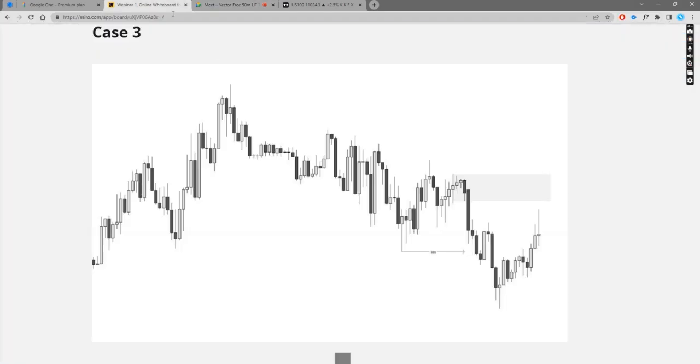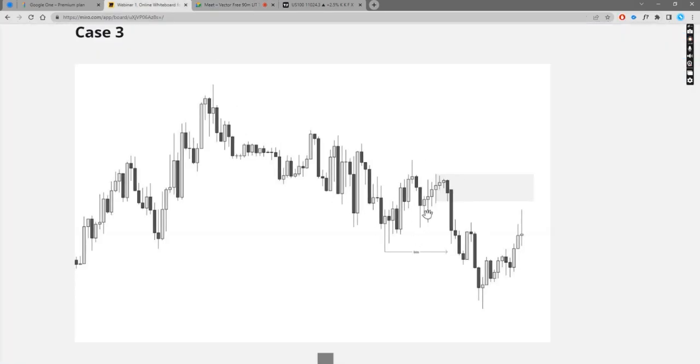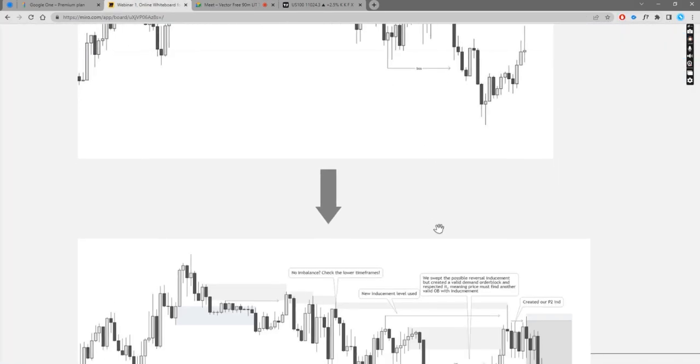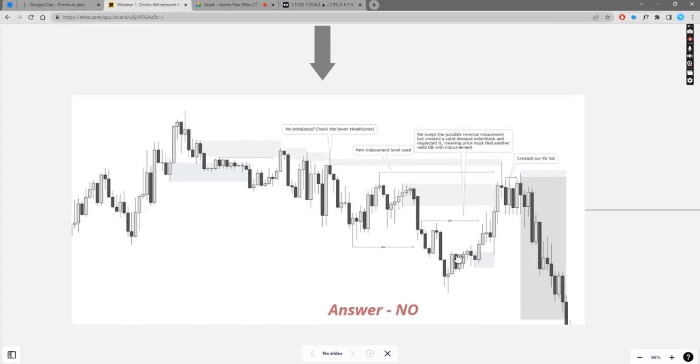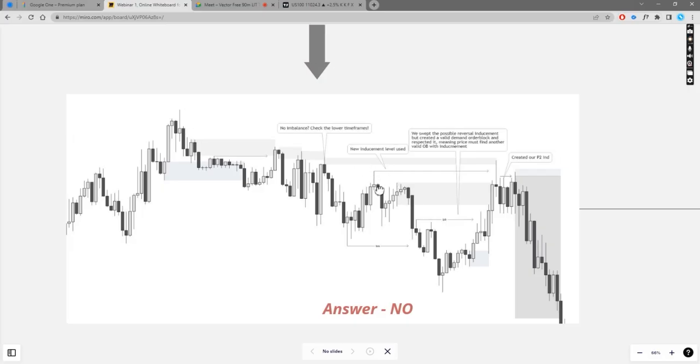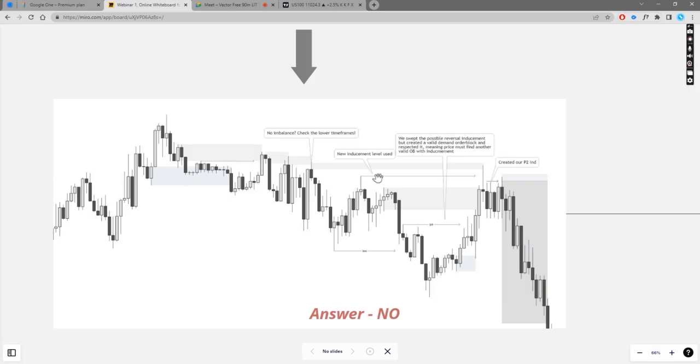Yes, no, it's in the middle. Well, it's a bit of a tricky one, but it was no. It was closer. So why did this happen? Well, instead of using this as our POI, we actually used it as part of that inducement chain, okay? So that new inducement level was used rather than this one here.